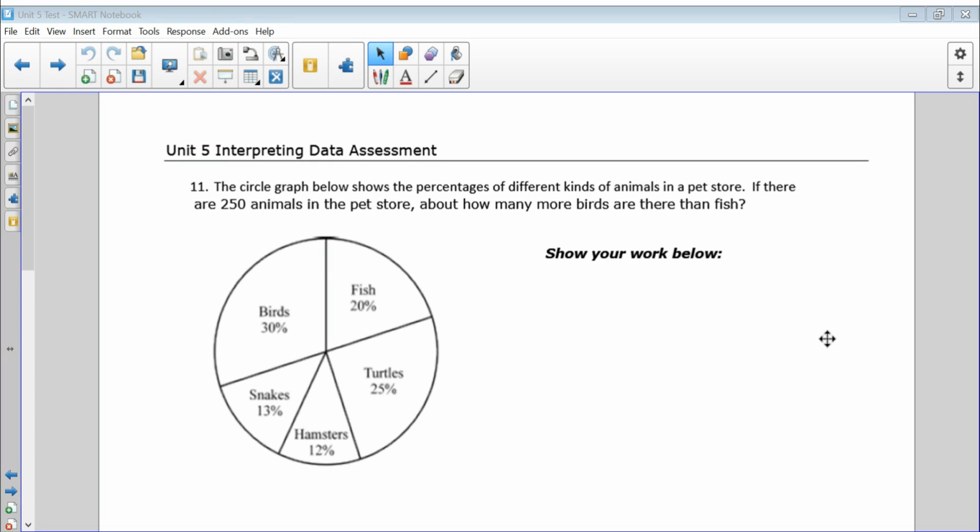Question 11. The circle graph below shows the percentages of different kinds of animals in a pet store. If there are 250 animals in the pet store, about how many more birds are there than fish? Show your work below.